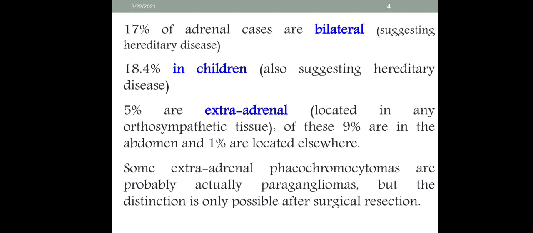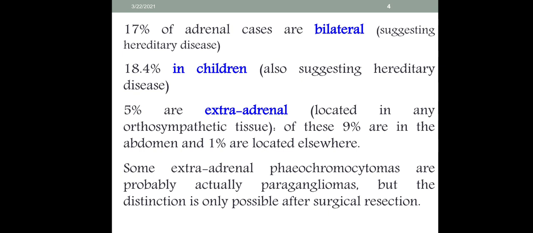17% of adrenal cases are bilateral, suggesting hereditary disease. 18.4% occur in children, also suggesting hereditary disease. 5% are extra-adrenal, located in any orthosympathetic tissue. Of these, 9% are in the abdomen and 1% are located elsewhere. Some extra-adrenal pheochromocytomas are probably actually paragangliomas, but the distinction is only possible after surgical resection.